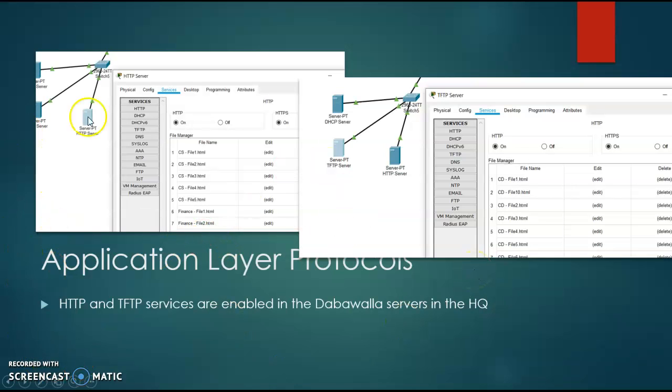Next, I would like to talk about the application layer protocols. We have the HTTP and the TFTP services, which are enabled in the Dabawala servers in the HQ with their files in it.